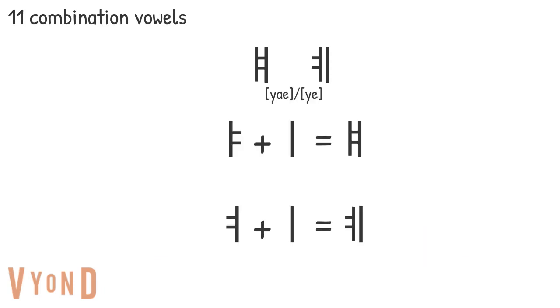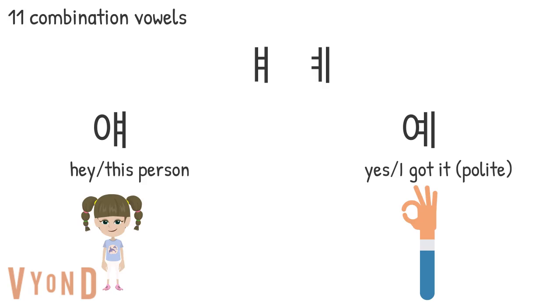All right, next one. Yae and ye. Yae is the combination of ya and i, and ye is the combination of yeo and i. These sounds are very similar as well, so you don't really have to worry about how to distinguish them unless you really want to. So similar to ae and e, for yae, your mouth is more round and your tongue will be at the bottom. And ye is more flattened and your tongue will be moving upward a little bit. Alright, let's practice. Yae, yae, yae, ye, ye, ye.